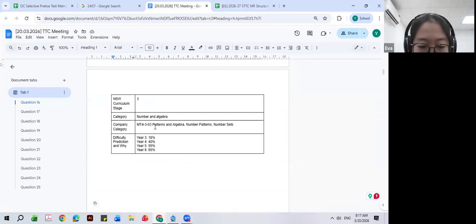Common category is 303 Fortunate Algebra, number pattern, number sets.